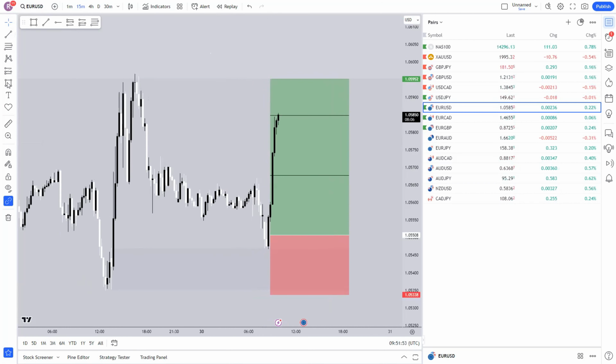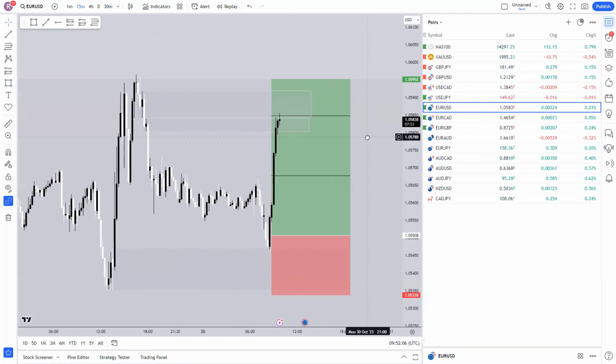Because look, as you can see here, we had this supply zone here that price reacted from, and now we also have this larger supply zone here where we are currently reacting from. So I don't recommend that you get into this trade right now, just because the majority of the move has already been played out.